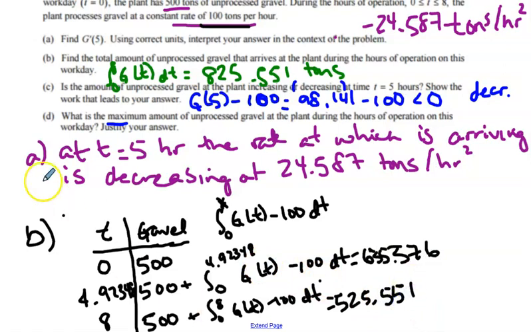So the question was, what is the maximum amount of unprocessed gravel on this workday? And the maximum amount is between 500, my initial value, 635 or 525. So this 635.376 in tons will be the max amount. And it says justify your answer. Your justification is this table that shows all of your work.